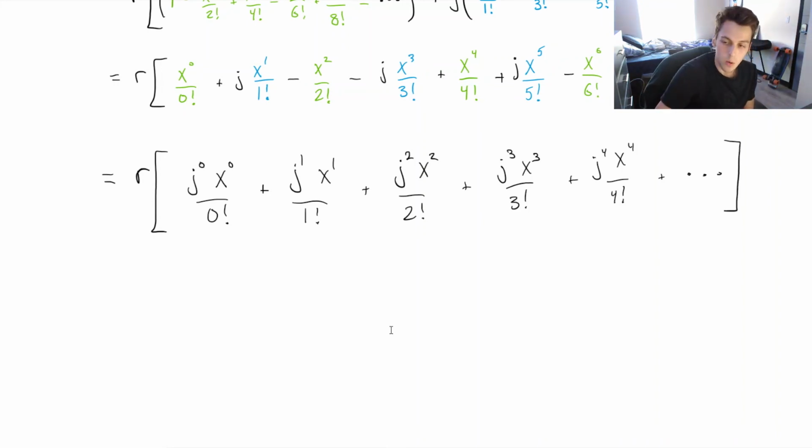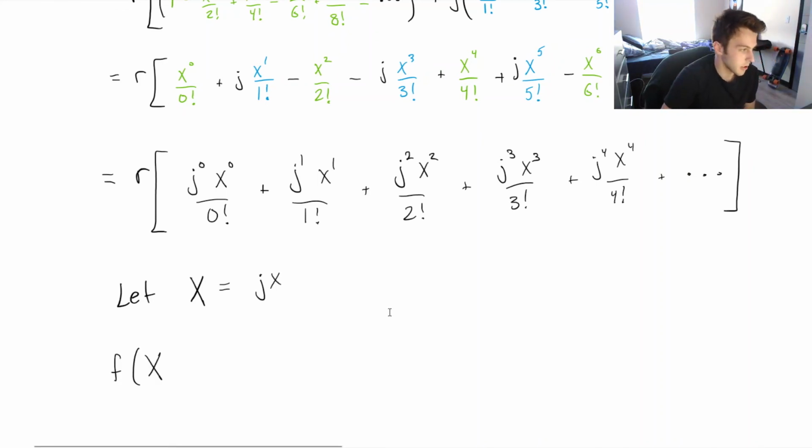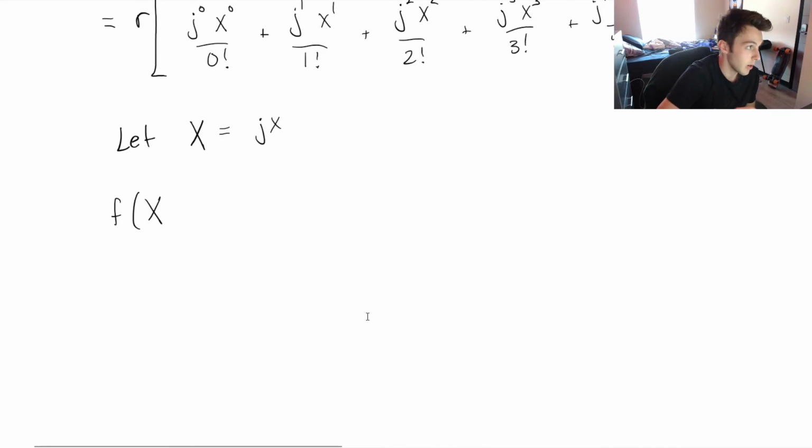So we're going to do one little substitution just for readability. Let's let capital X be equal to j times lowercase x, okay? So now I'm also going to denote that inside part as some function of capital X, just so I don't have to keep writing out everything over and over again. Okay.